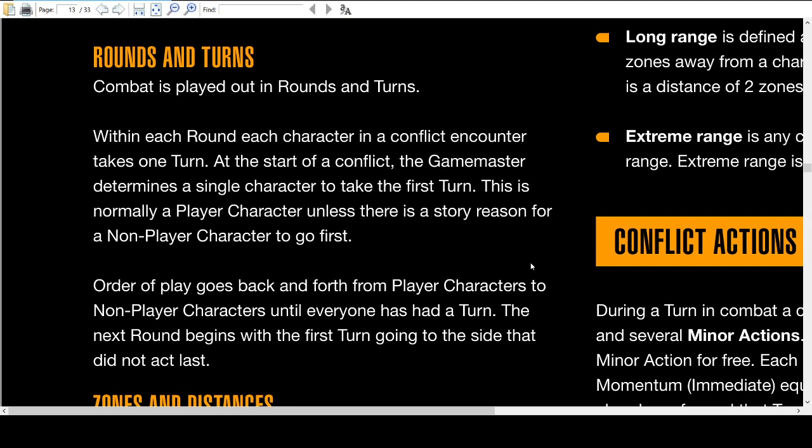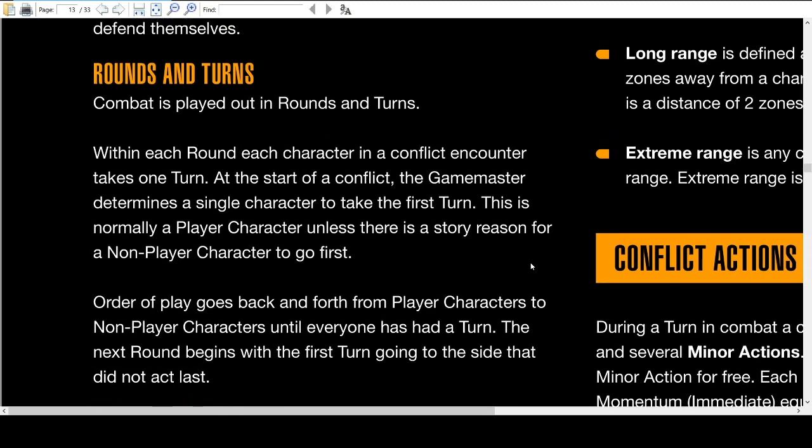The rules quite arbitrarily give the first turn of the first round to a player character unless there's a story reason behind it, and then both sides just take their turns equally until everyone finishes the turn, and then on the second round the non-player characters get to start on the first turn. In a simple yet interesting, easy way to just get over with the whole initiative order thing.